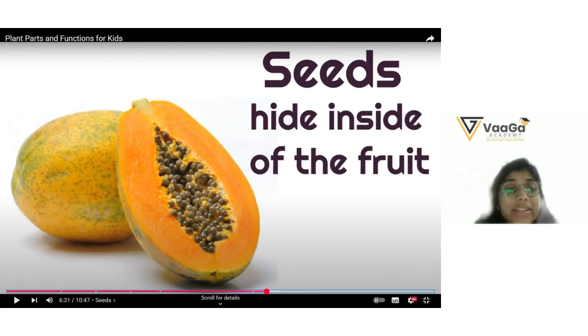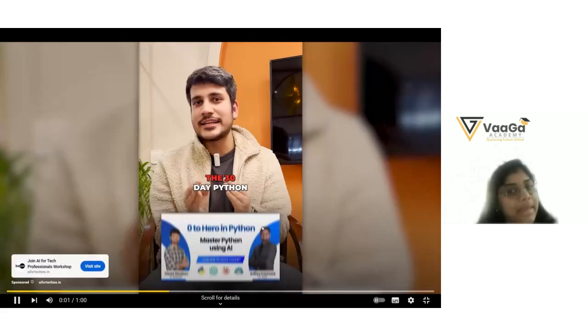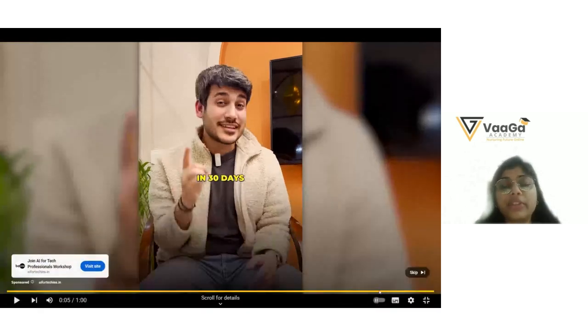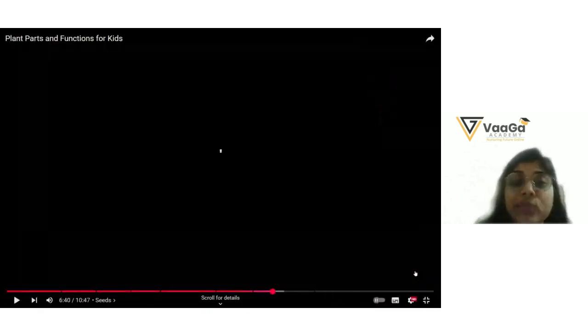So with the help of the seeds, the fruit is generated. With the help of these seeds only, we can see the papaya and you are eating the papaya. Without seeds, you can't eat any fruit. Correct? With the help of the seeds only you can eat the fruits.